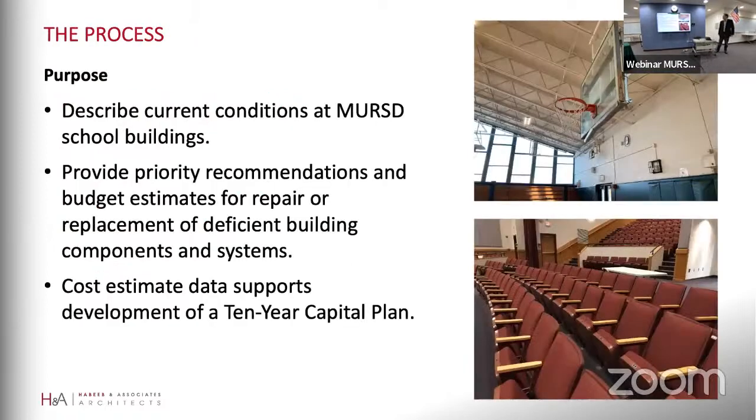A little bit about the process of how we put together these reports. As I mentioned, our goal is to describe the current conditions at each of the school buildings. We want to provide recommendations and estimates to repair or replace deficient building components or systems. These are things that may not necessarily need to be done now, but some years in the future, and we want to be able to plan for that. The cost estimates that we prepare support the development of a capital plan, and the time scale that we're looking at is 10 years.